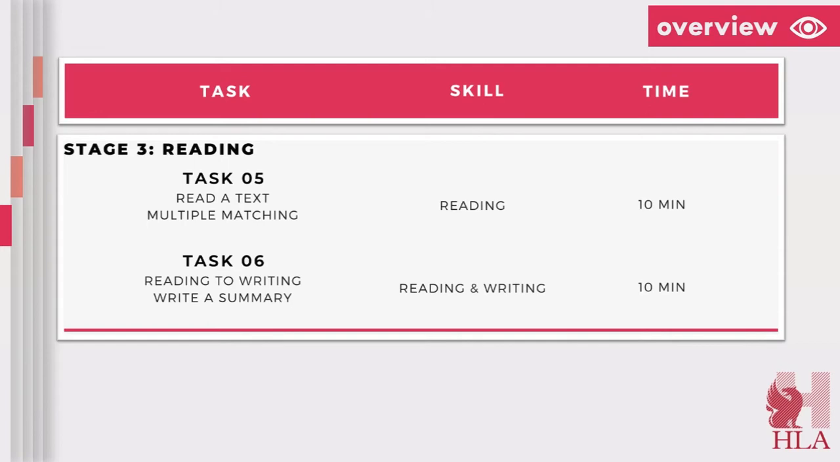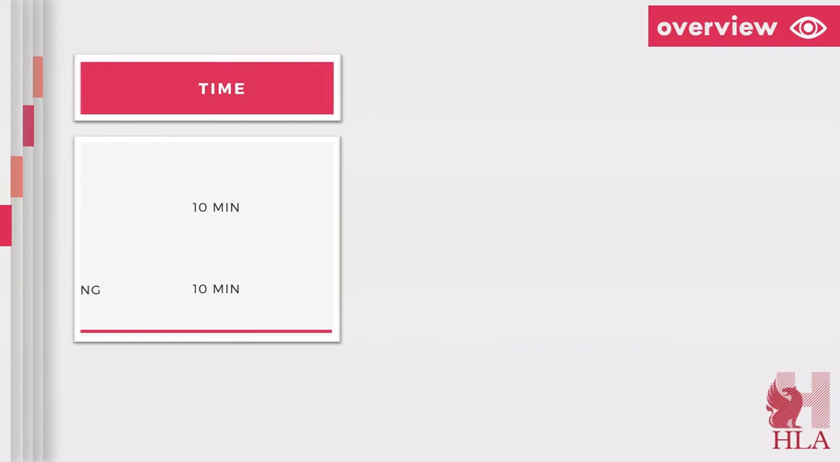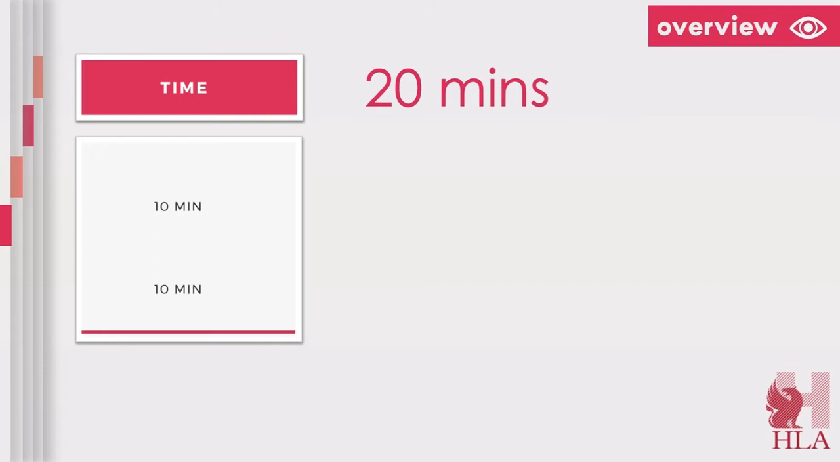Stage 3 of the HLA is an assessment of the candidate's reading ability. There are two tasks, the second of which is an integrated skills test of reading into writing. As you can see, the total time is 20 minutes. Each task lasts for 10 minutes in total.